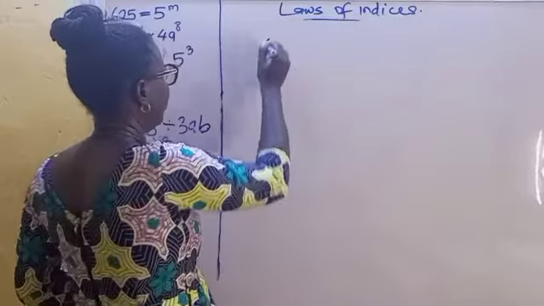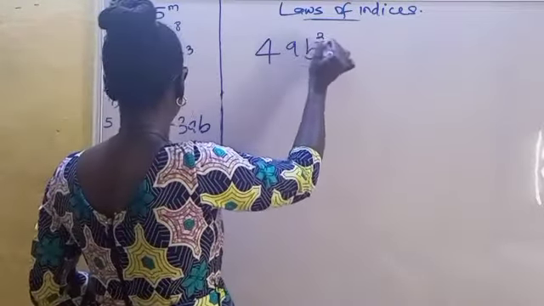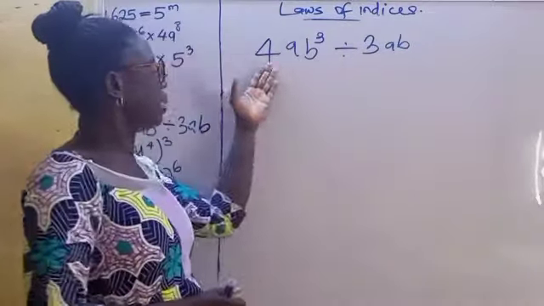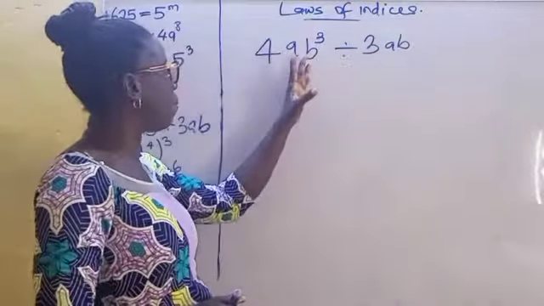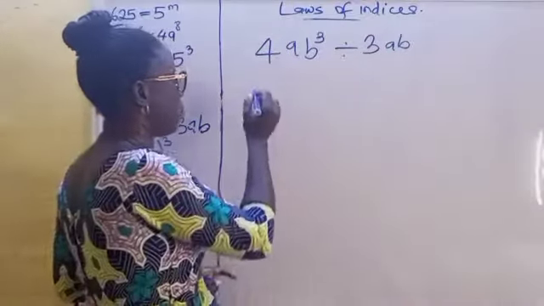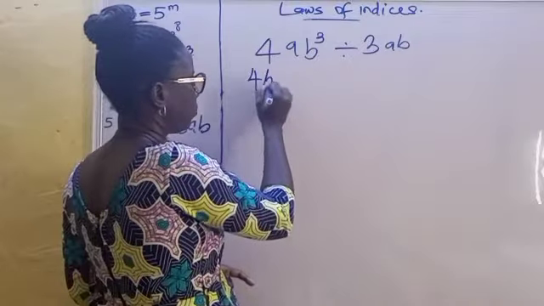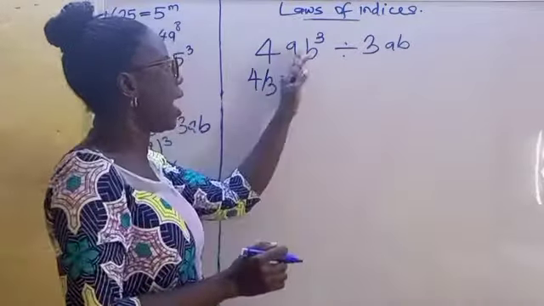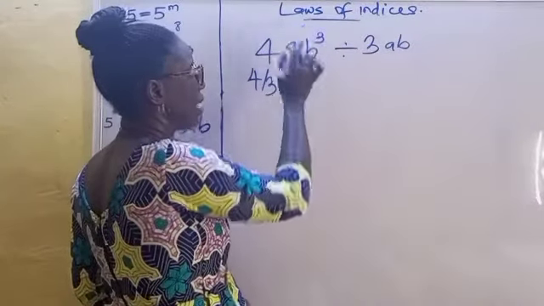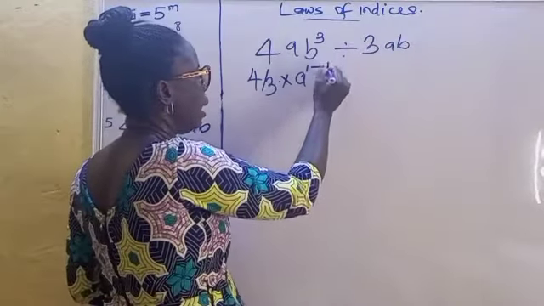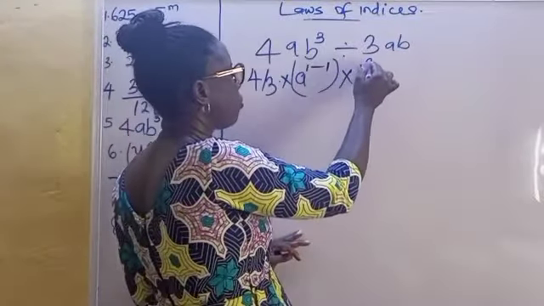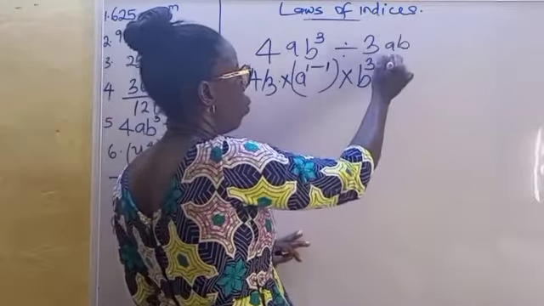Question 5 is 4ab3 divided by 3ab. Now, these two terms, which are the coefficients of the first term and the second term, we are going to separate them and then treat them separately. 4 divided by 3, now multiplied by a, which has actually 1 as its index, minus 1 as its index in the other term, times b raised to the power of 3 minus 1.